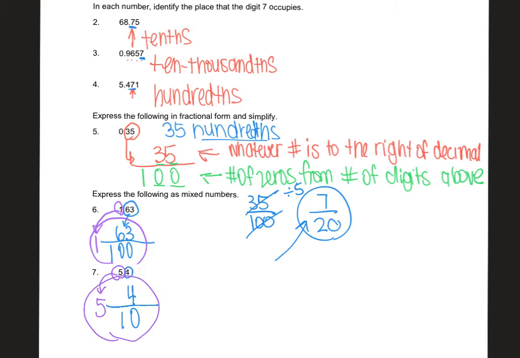Now, for that one, you have to simplify, so we're actually not done. And these are both even, so you get 5 and 2/5. You don't change the whole number when you are simplifying, just the fractional piece.